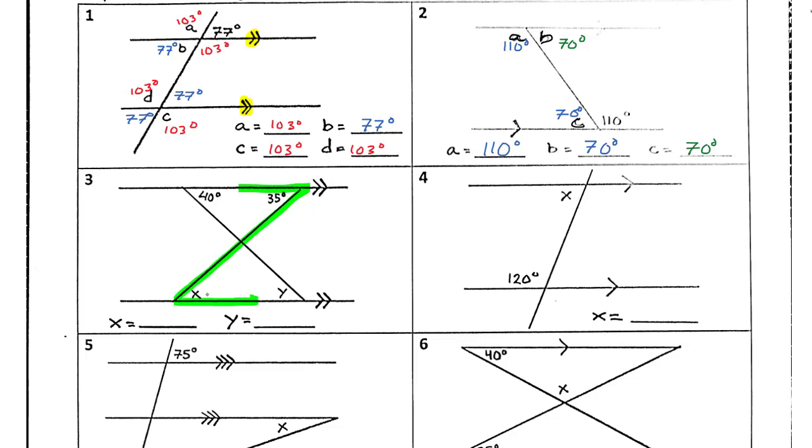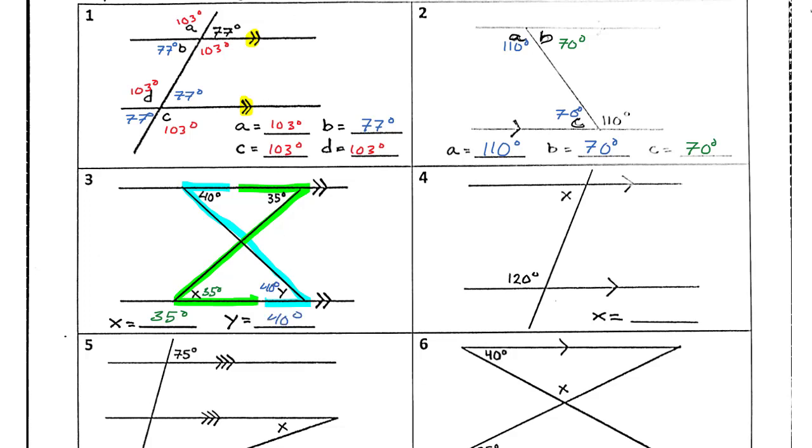So if that's 35, that's 35. So there you go. There's a quick way of doing this one. Same with this. I could go Z, Z the other way, like this, right? And if this is 40 up here, this is also 40. There you go. Done.